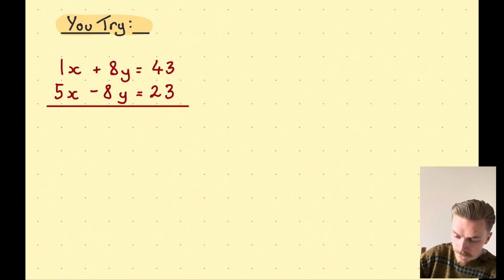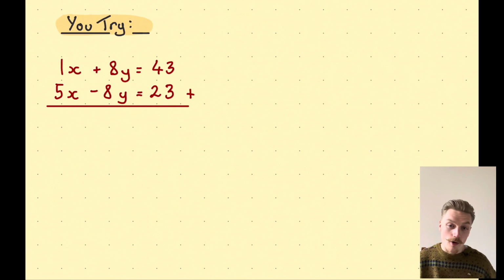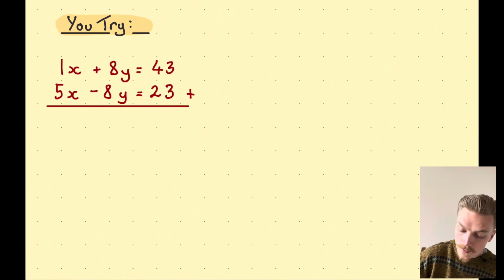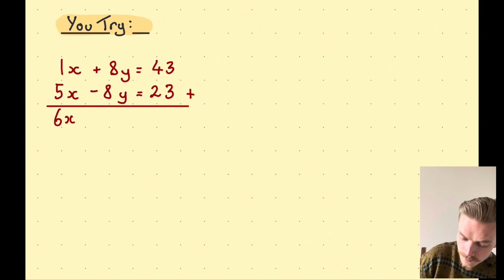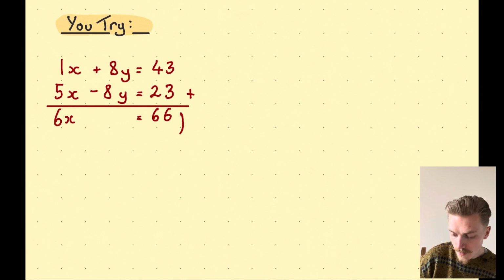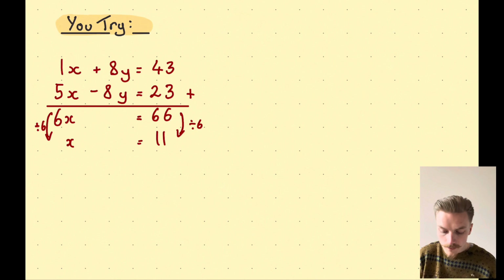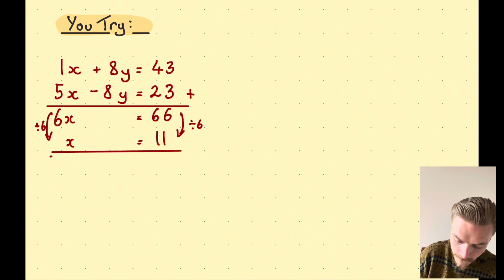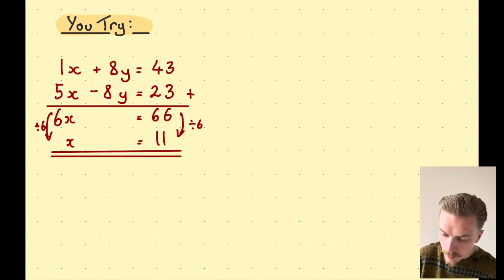We've got a positive 8y here and a negative 8y, which means that I'm going to be adding these together, unlike the subtraction. Because these signs are different, they're opposites, I'm going to add them together, and that's going to cancel them out. So I get 6 x's, this makes 0, they cancel out, and 43 plus 23 makes 66. Well, if 6x is 66, then one of those x's has to be 11.